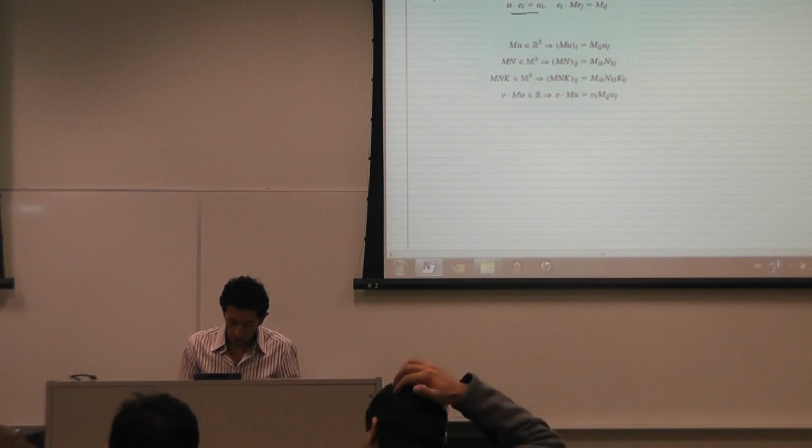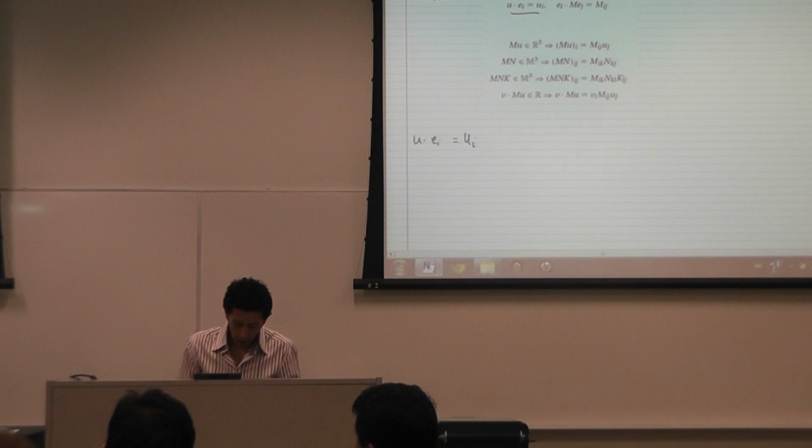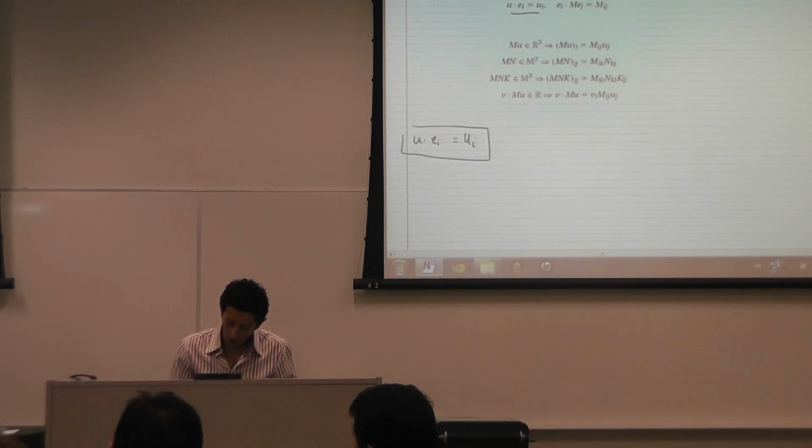For example, u dot ei. We already know that u dot ei, we've started this before, is equal to the ith component. Of course, that's when we say that E1, E2, and E3 is an orthonormal basis set.